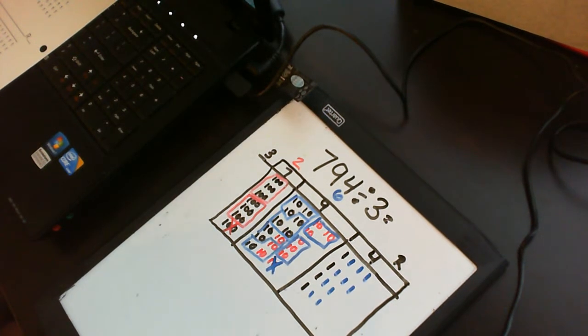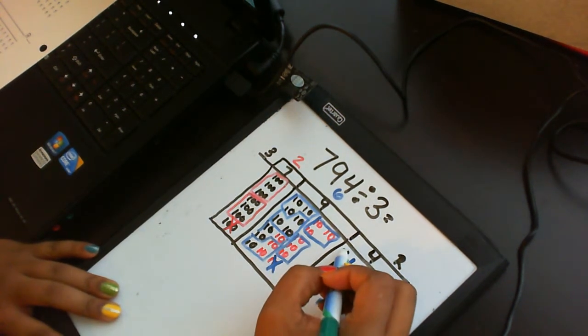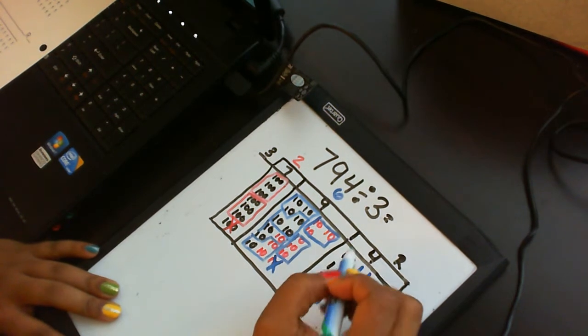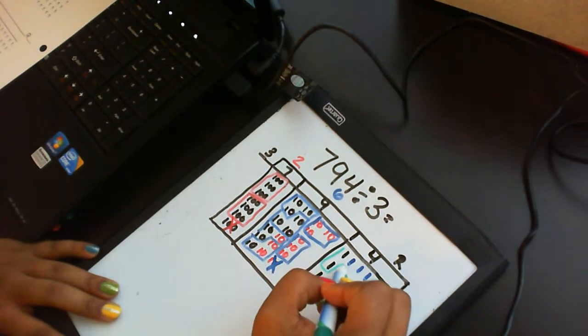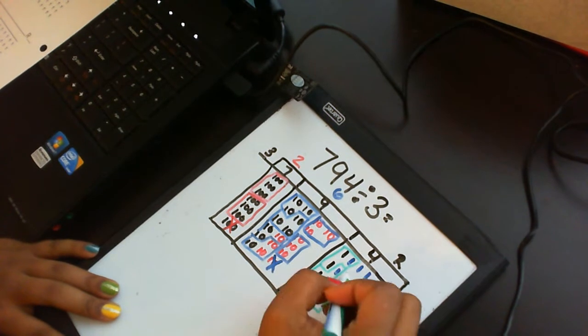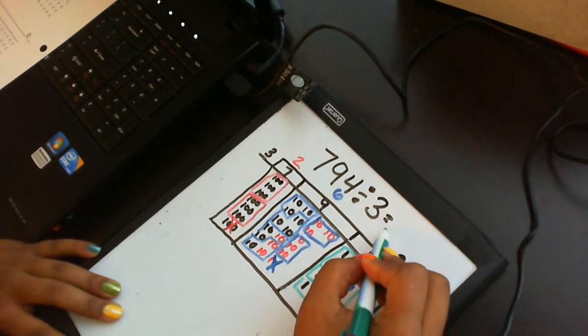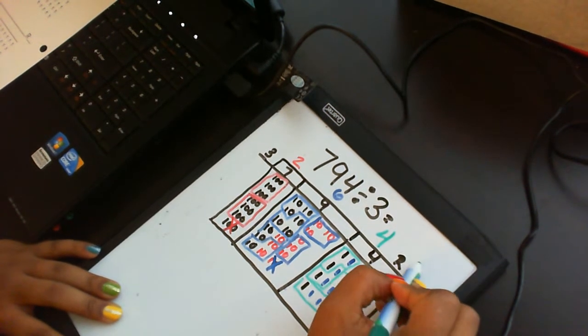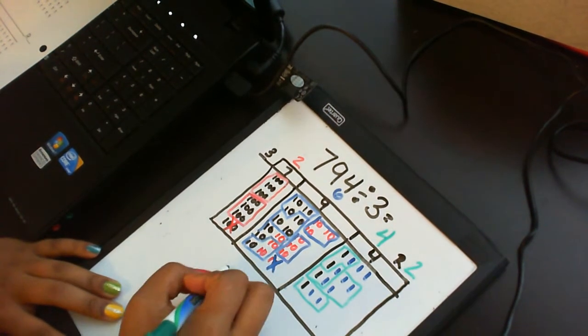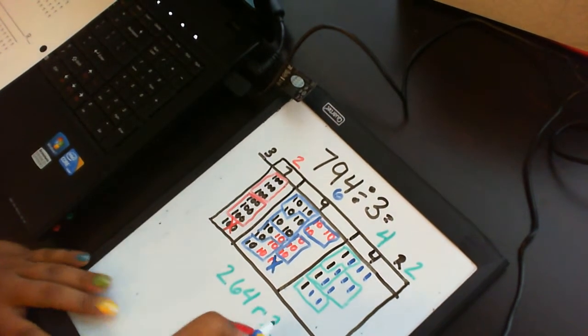And so now we're making groups of 3, just like in the other groups. So I'm going to go, it doesn't matter if you go sideways or up and down. 1, 2, 3, 4. So I have 4 groups of 3. And I have 2 little ones left over. So my answer is 264, remainder 2.